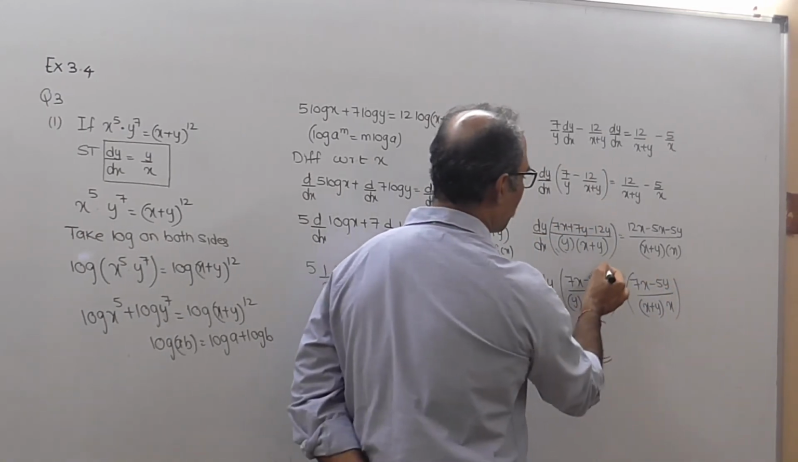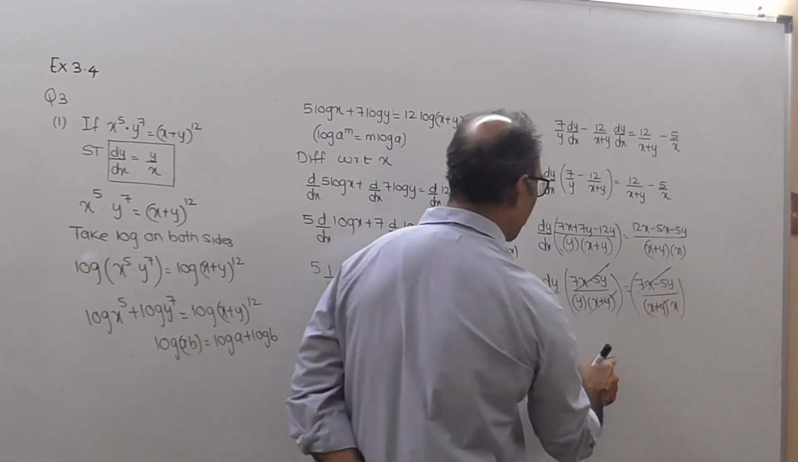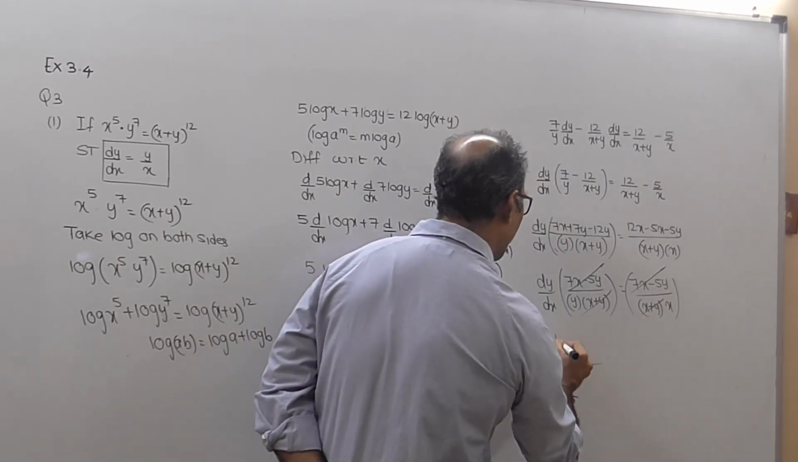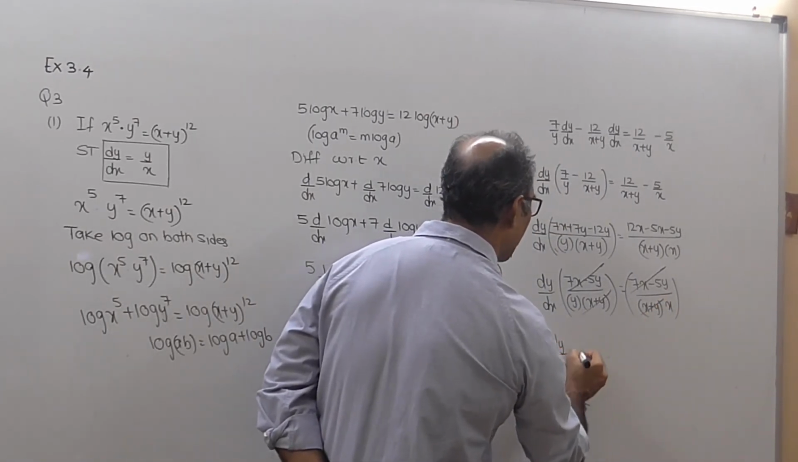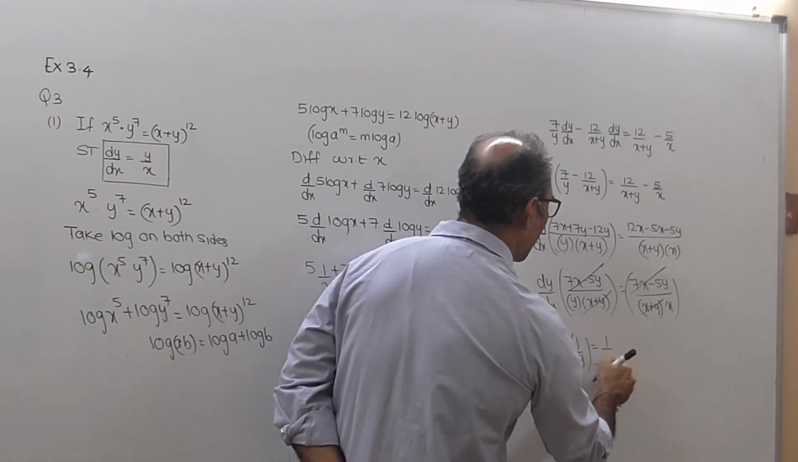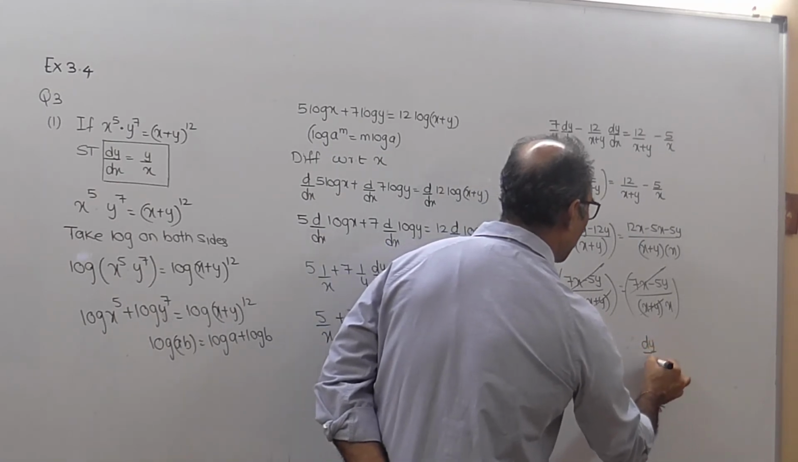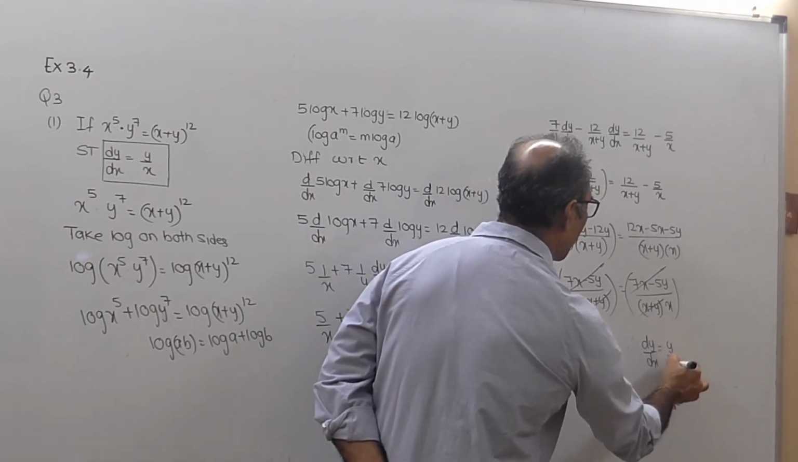So I think 7x minus 5y, 7x minus 5y is gone, x plus y is gone. Therefore, you probably have dy by dx into 1 upon y equal to 1 upon x. Therefore, dy by dx will be equal to y by x.